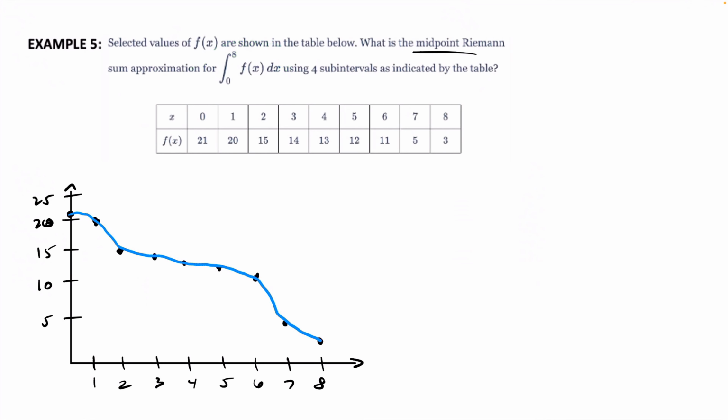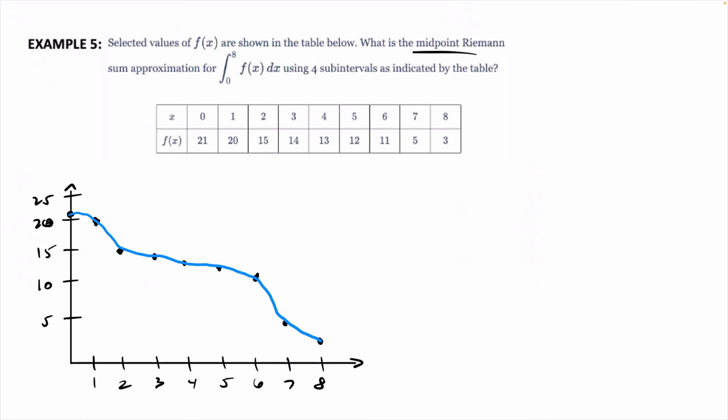Then you make rectangles. How many rectangles? Does it say how many rectangles I need? 4. 4 subintervals. That's what that means, rectangles. I need 4 rectangles for this guy. So how wide are each rectangle going to be if I need 4? 2, right? There's 8 wide, and I need 4 in between. So that's 8 divided by 4. 2. The first one is going to go from 0 to 2, the next from 2 to 4, the next from 4 to 6, and the last from 6 to 8.